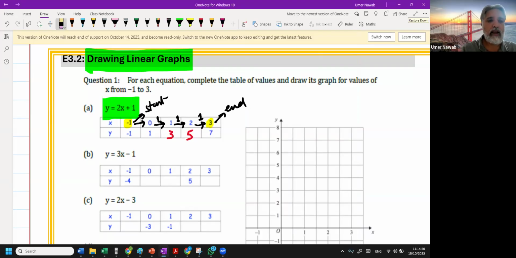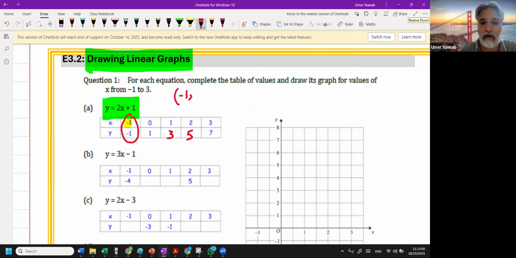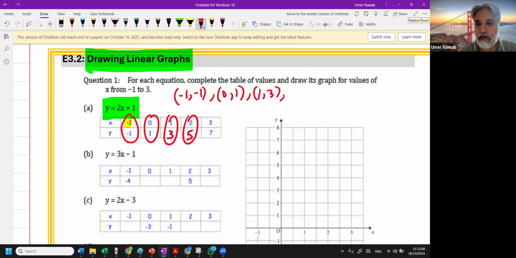Okay, now after doing this job, guys, I would love to plot these 5 points. What are the points I have? I have (-1, -1). I have (0, 1). I have (1, 3). I have (2, 5). I have (3, 7). So I want to plot them.